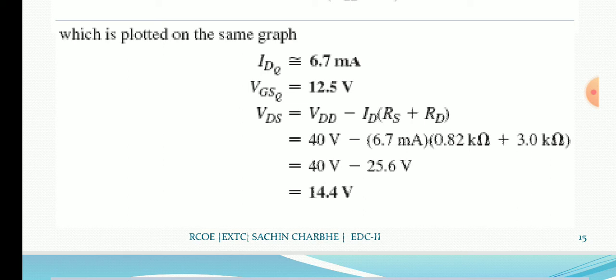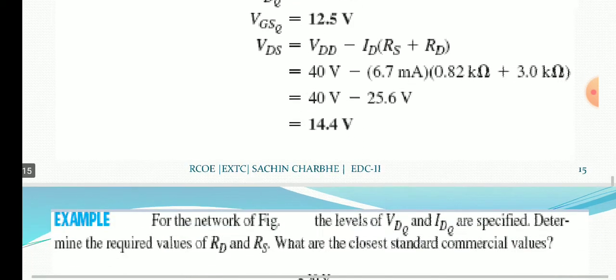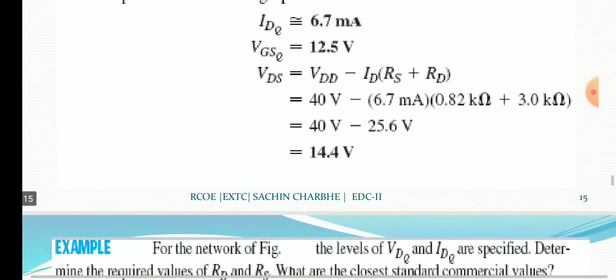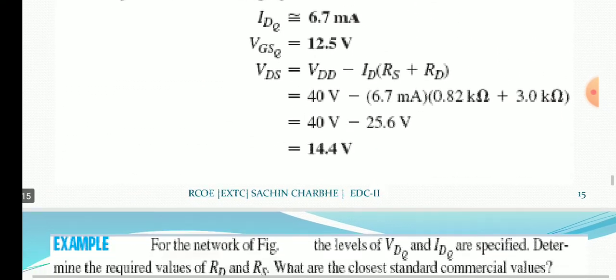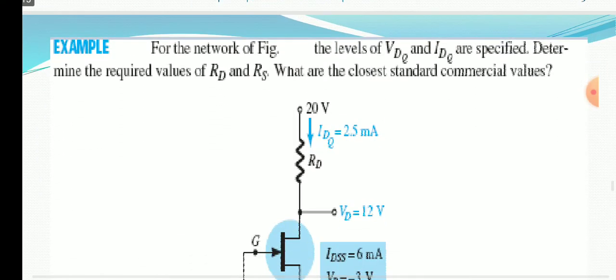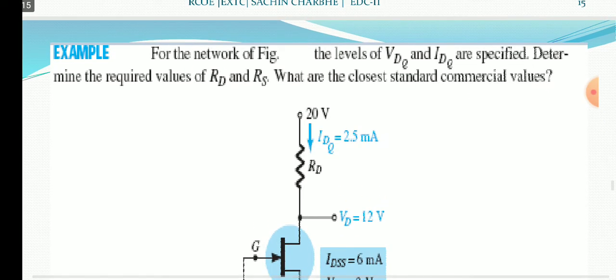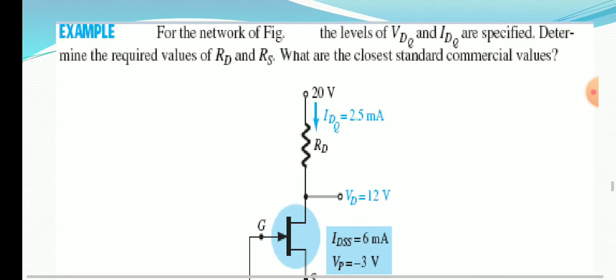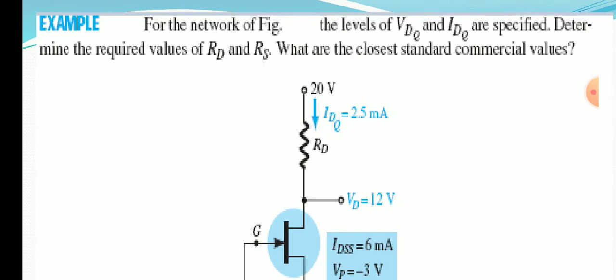characteristics using the scale. So you will get the proper Q point. Otherwise, your answer may be wrong. So for better, you have to go by the analytical or mathematical method. You will get the proper answer, or you can go by both methods and verify using the mathematical analysis. The another numerical: for the networks of figure, the level of VDQ and IDQ are specified.